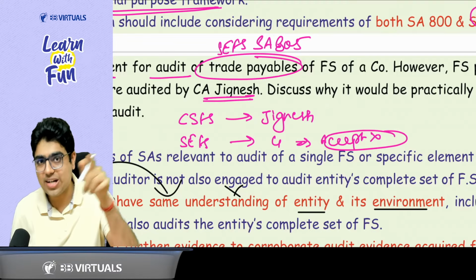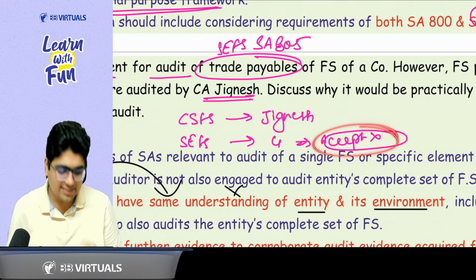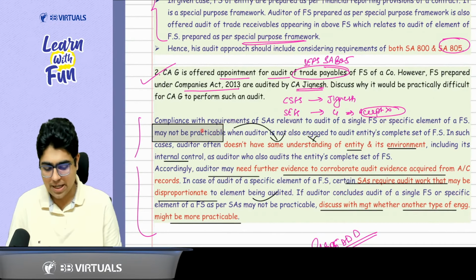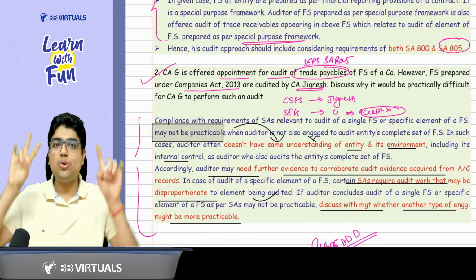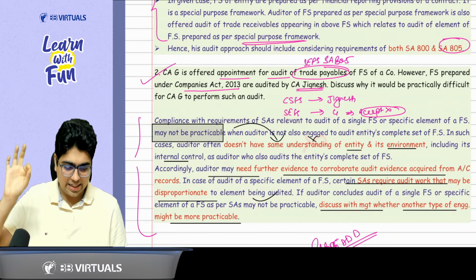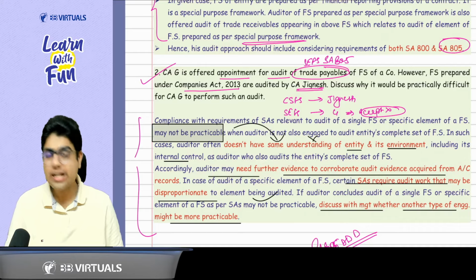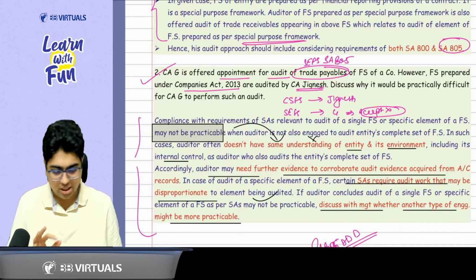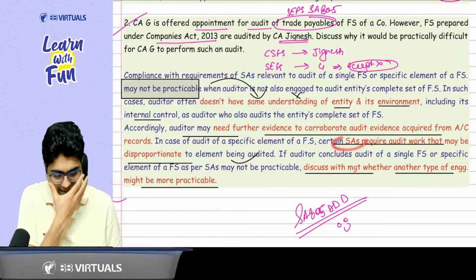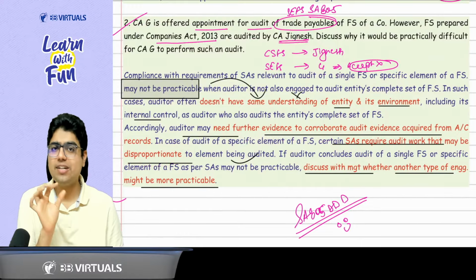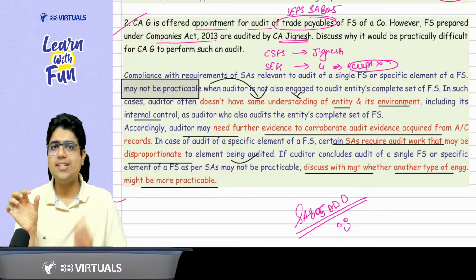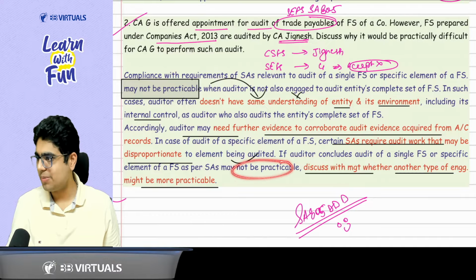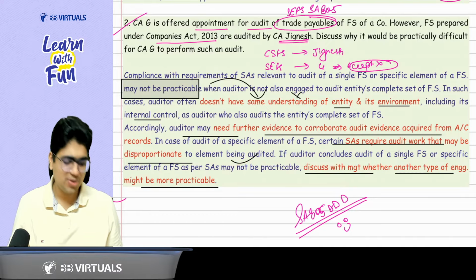No, sir. You told us in the beginning of the revision that we should not accept such an audit. Why? Because it may not be practicable. It may not be practicable to comply with the SAs. Why? We don't have two things. You don't have the understanding and you don't have the audit evidence. So you need further evidence to corroborate the audit evidence required about the accounting records. Plus, certain SAs require disproportionate audit work, where we discussed that for the audit of debtors, you need to comply with the requirements of SA 570, which may not be practicable. So in that case, discuss with the management about another type of engagement.